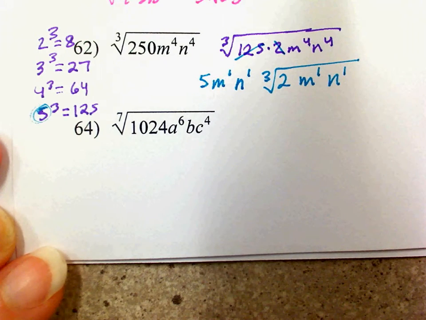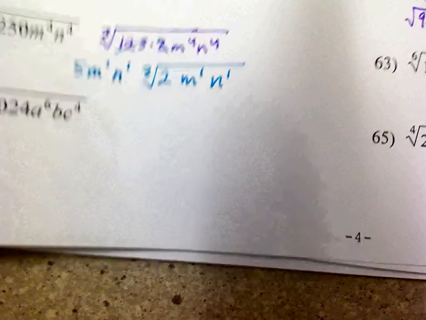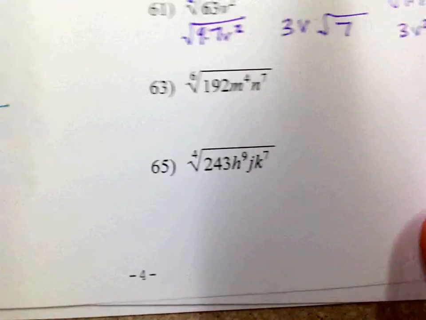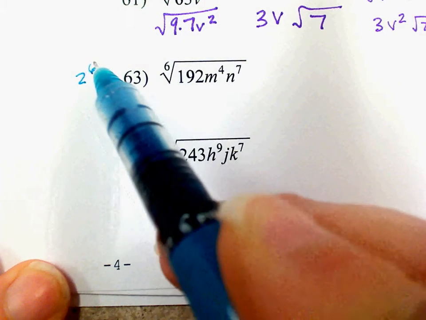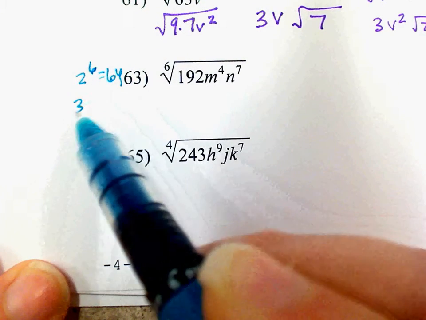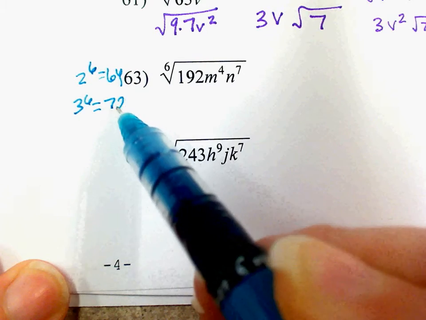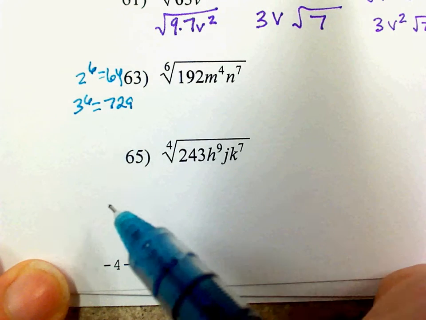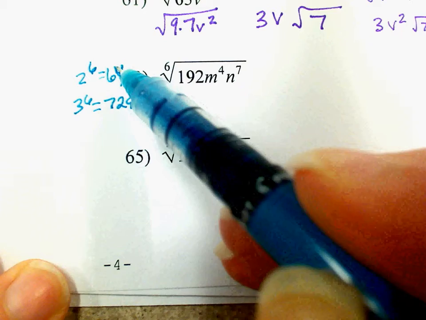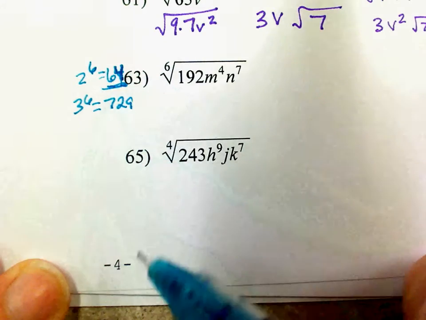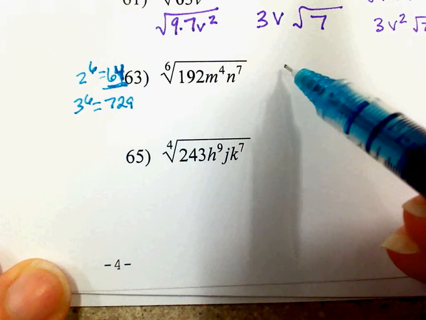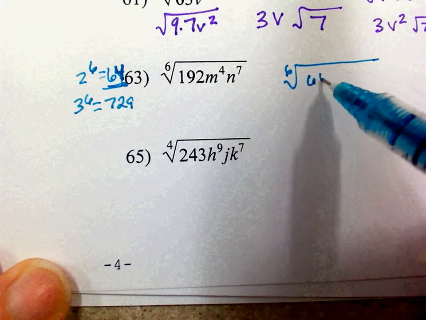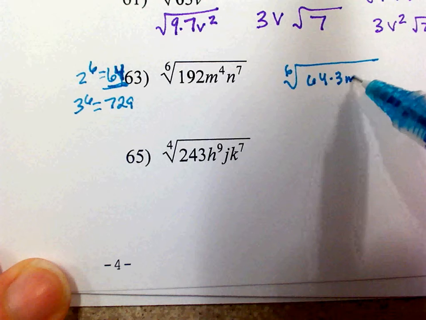Okay? So now let's look at the next one. What am I looking at now? Powers of what? 6. What is 2 to the 6th power, guys? What's 3 to the 6th power? Well, that's way too big. So the only option I have is 64, yeah? Does 64 go into it? I'm thinking 3 times, yeah? 64 times 3, m to the 4th, n to the 7th.